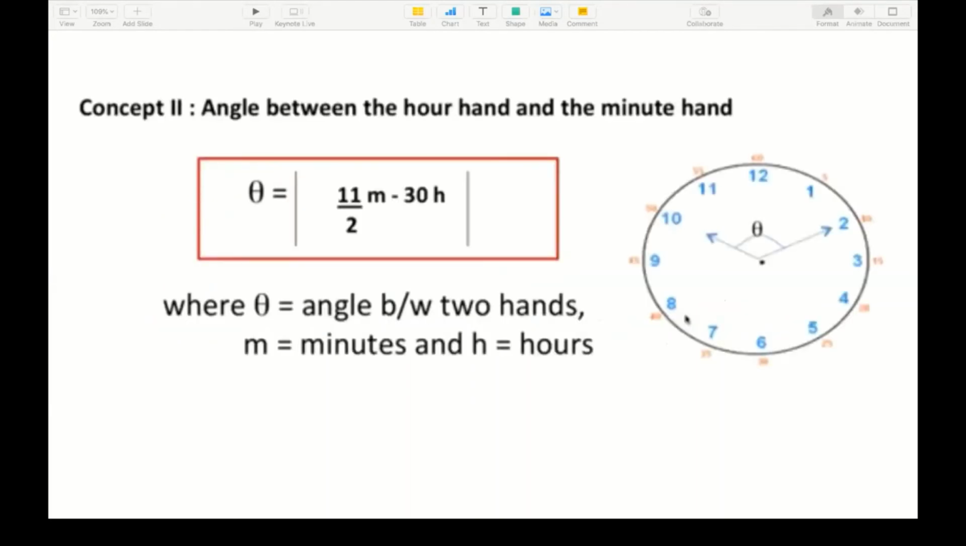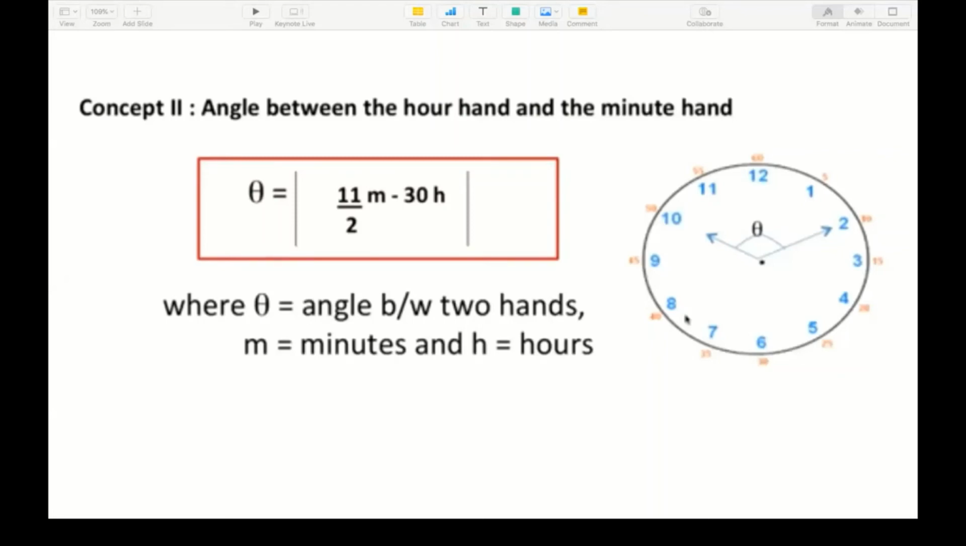So now the next concept. Now this is important, guys, because what I have seen is that the most basic question comes from this particular concept, concept number 2. Concept number 2 is simply based on the angle between the hour hand and the minute hand at some particular time. Let's say the time is right now around 6:20. What is the angle between the hour hand and the minute hand when the time is 6:20 p.m.? You get this type of questions based on this concept.